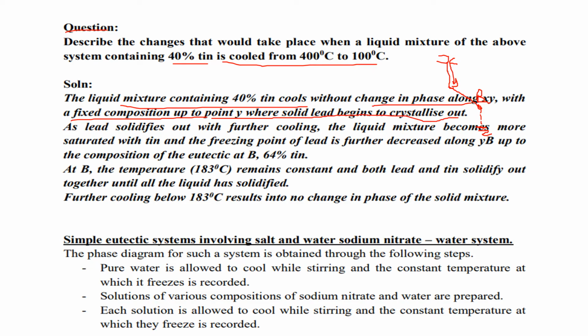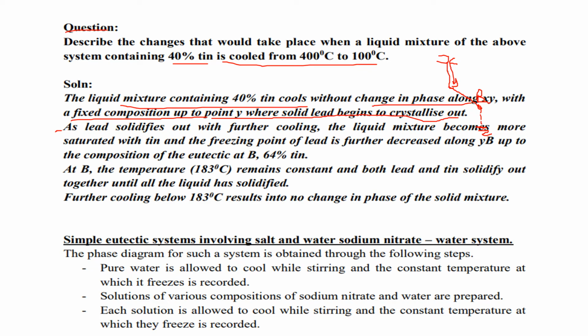Now remember that point Y is on the sloping region. If you go back to the graph you drew, I hope you paused the video and took the notes, point Y is on the slanting slope, and that's where the component with the highest composition in the mixture solidifies out first. So it's at point Y that solid lead begins to crystallize out.